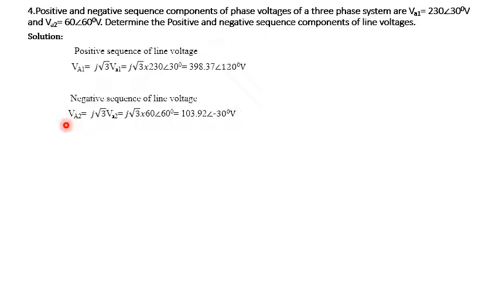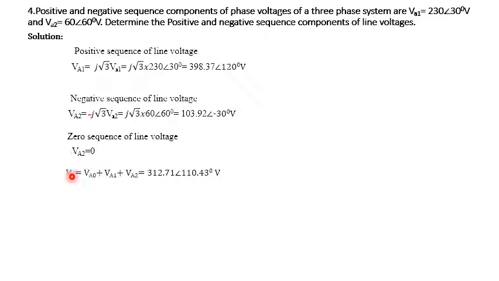VA2 is nothing but minus j root 3 times VA2. Substitute that VA2, which is 60 at an angle of 60 degrees, so we will get 103.92. Similarly for the zero sequence of the line voltage, it is not given, so it is 0. Now we have to calculate the line voltage of the system.